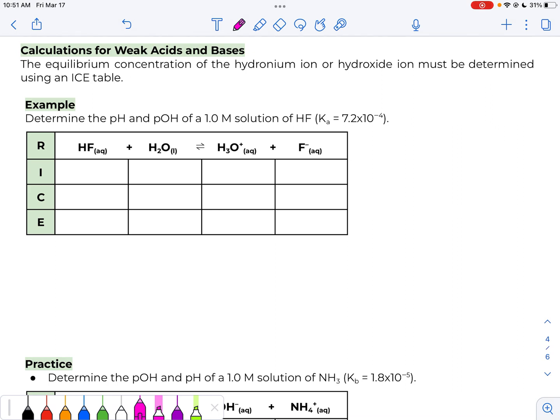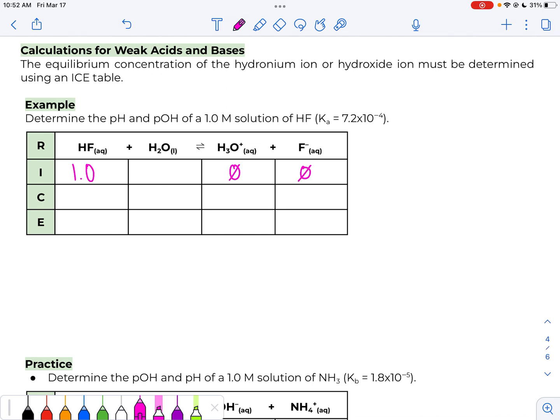So first problem, determine pH and pOH of a 1 molar solution of hydrofluoric acid, HF. And we're given a Ka value of 7.2 times 10 to the negative 4th. Okay, awesome. So let's start out by thinking what our initial concentrations are. So we've got our HF. This is going to have an initial concentration of 1.0 molar. We are told that, so we're going to put that into our RICE table right there. We will not initially have any hydronium or fluoride ions, so we're going to put a concentration of 0 for both of these.